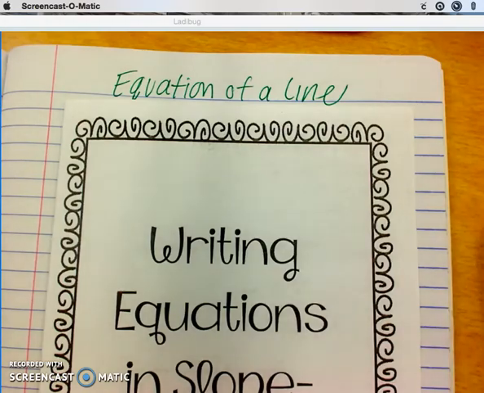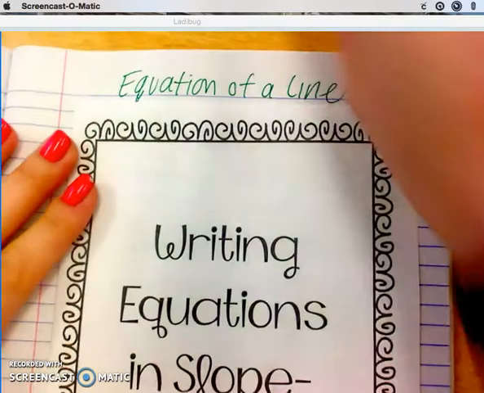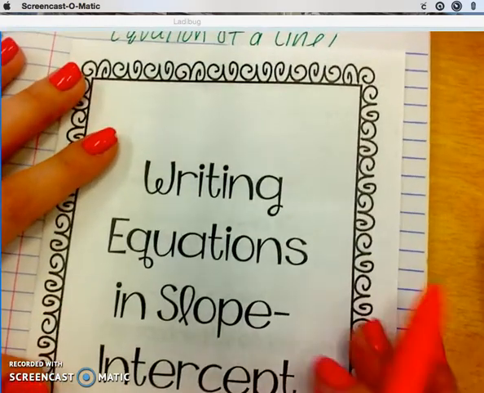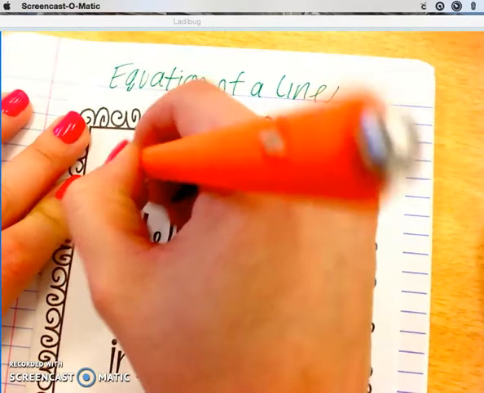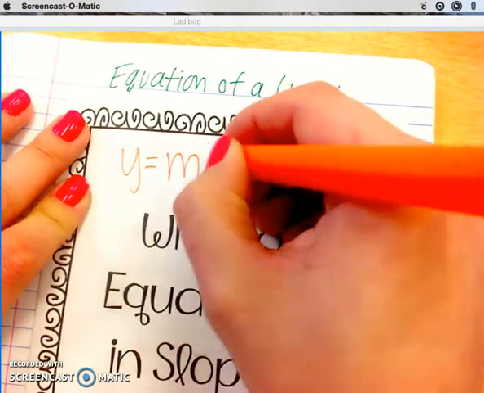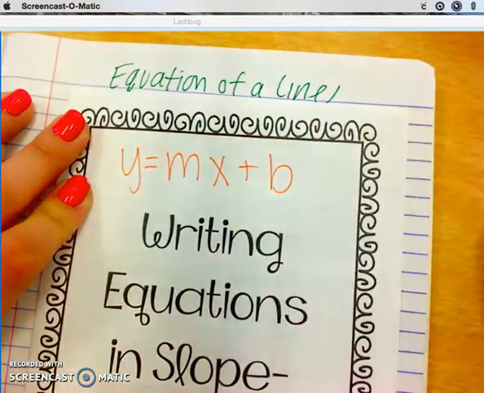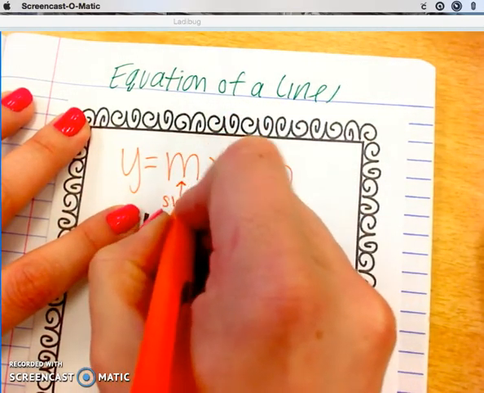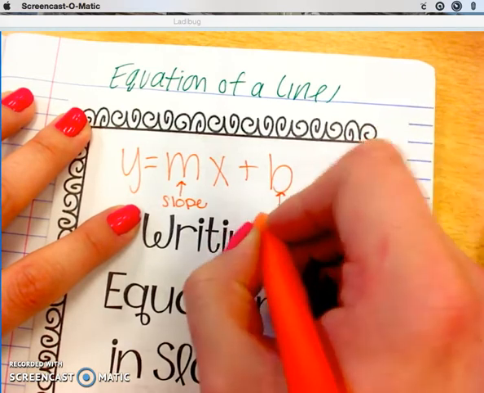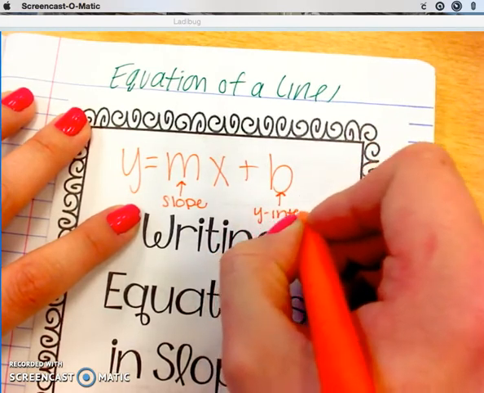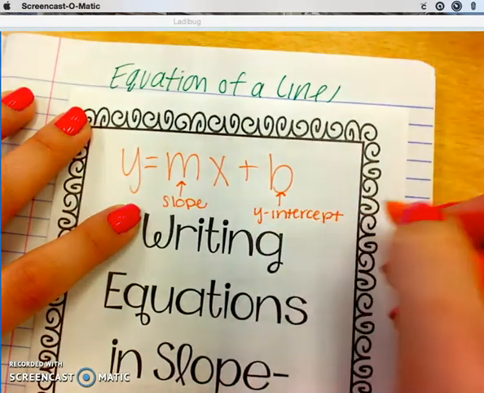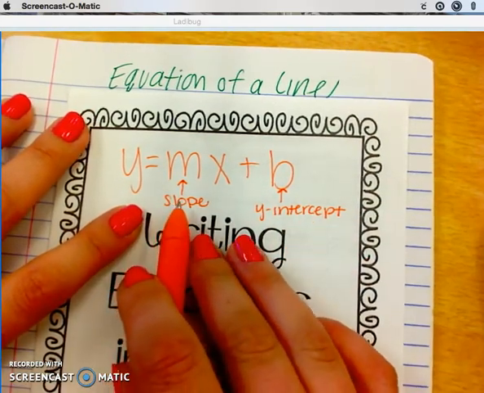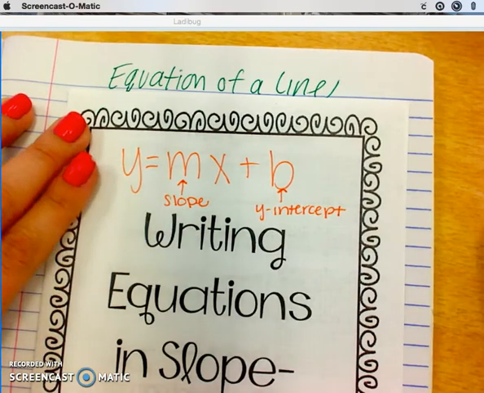This lesson is on finding the equation of a line, or writing the equation of a line, in slope-intercept form. The first thing we need to know is what slope-intercept form is. It is y equals mx plus b. The m is the slope, and the b is the y-intercept. That's where it crosses the y-axis, and the slope describes the steepness of our line.